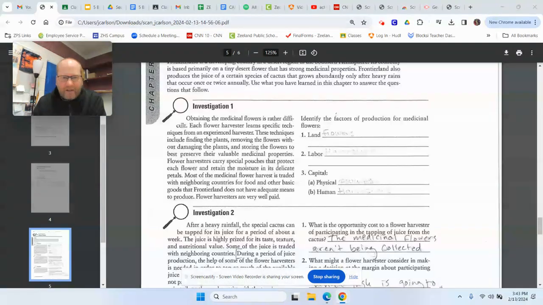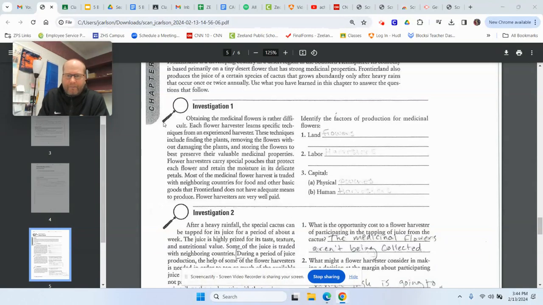Okay, so investigation number 1. Obtaining the medicinal flowers is rather difficult. Each flower harvester learns specific techniques from an experienced harvester. These techniques include finding the plants, removing the flowers without damaging the plants, and storing the flowers to best preserve their valuable medicinal properties. Flower harvesters carry special pouches that protect each flower and retain the moisture in its delicate petals. Most of the medicinal flower harvest is traded with neighboring countries for food and other basic goods that Frontier Land does not have adequate means to produce. Flower harvesters are paid very well. Identify the factors of production for medicinal flowers.